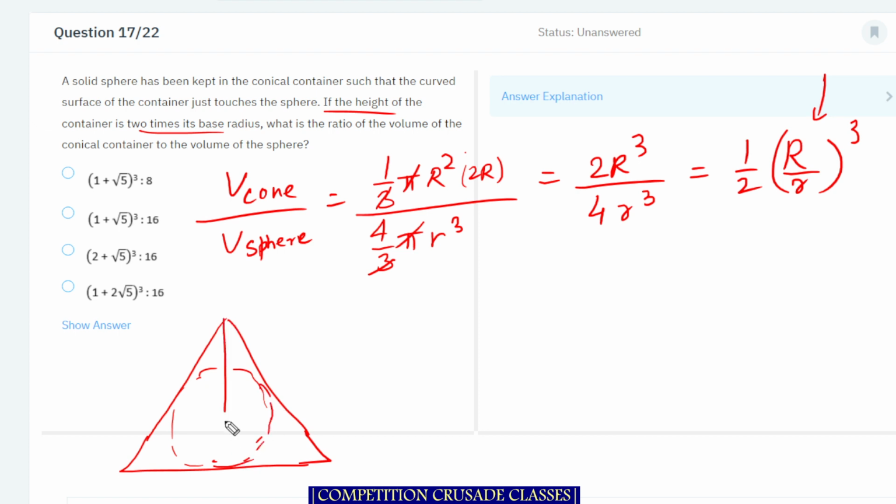Okay, please understand that this is 2r, sorry, this is r, this is r, this entire thing is 2r. We need the slant height because this is a cone. So for the slant height, I can use Pythagoras theorem, 2r square plus r square, that is root over 5r. This one is also going to be root over 5r. And for the small radius, I don't know anything. What can I do?